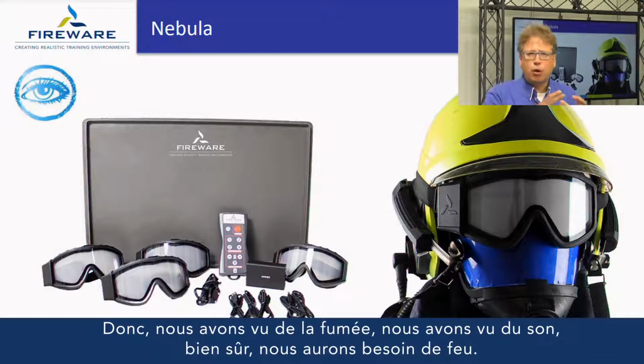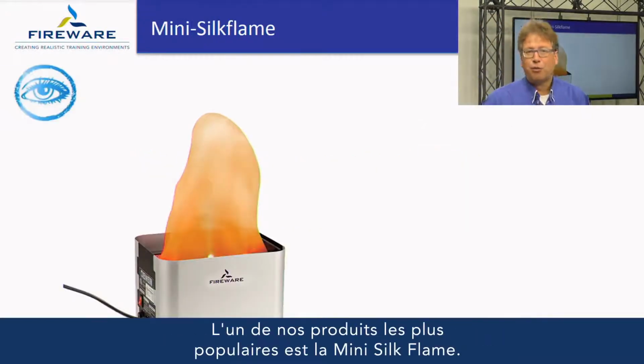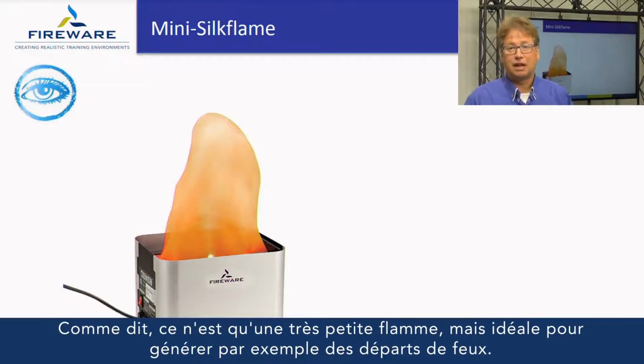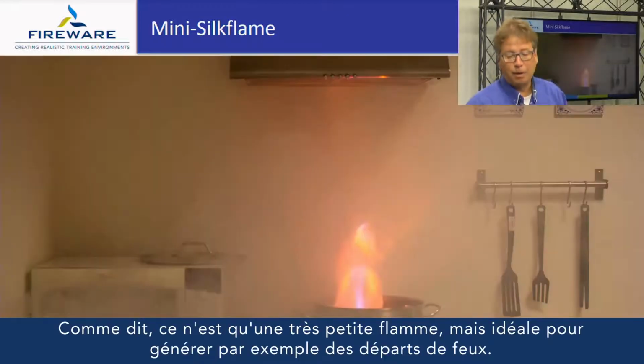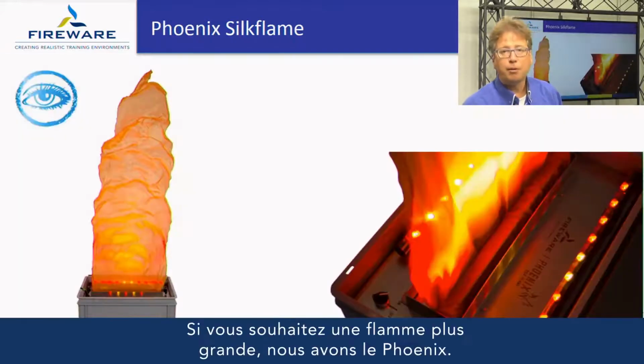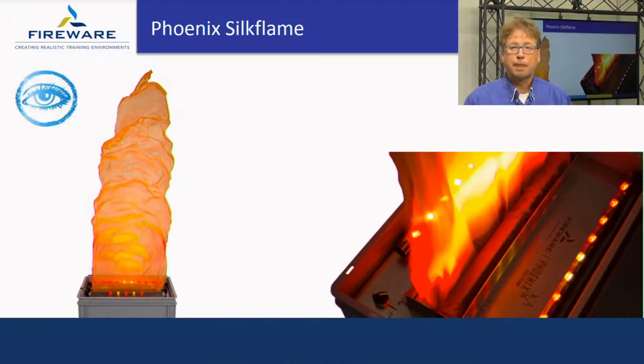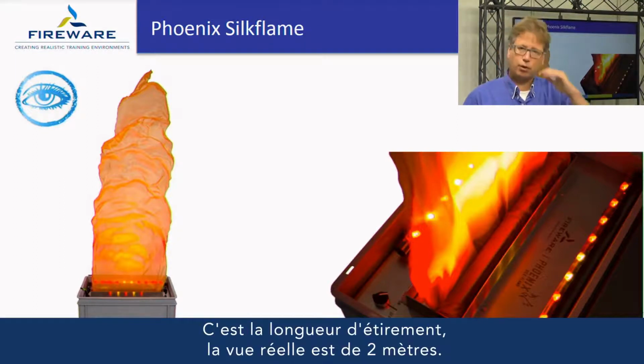So we have seen smoke, we have seen sound, and then of course we will need fire. So how can we simulate fire? One of our most popular products is the mini silk flame. As said, it's just a very small flame, but it's ideal to generate, for example, pot fires or things like that. If you want to go a little bit bigger, we have the Phoenix. The Phoenix can make flames up to 2.5 meters. That's the stretch length, so the actual view is around 2 meters.